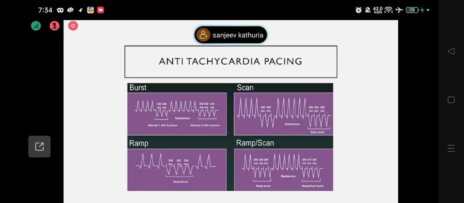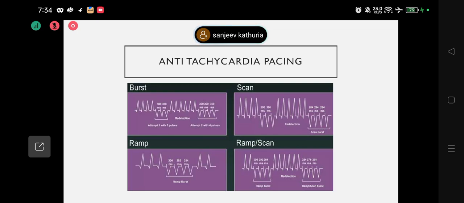But what has happened now? In all the machines, it is ramp and scan. Burst has been eliminated. This is a very old slide, somewhere around 2016. Now there is no burst. This is ramp scan. That means every beat they're changing. Only purpose: catch the tachycardia, enter its house, close the door, so it will not be able to continue.